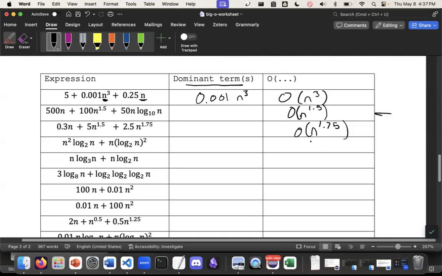All right, what about this one? n squared log 2n or n log 2n squared. This one I think was tricky. The answer here ends up being, because we've got an n squared out there, O of n squared log n. Okay.